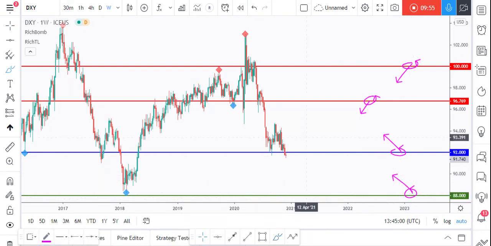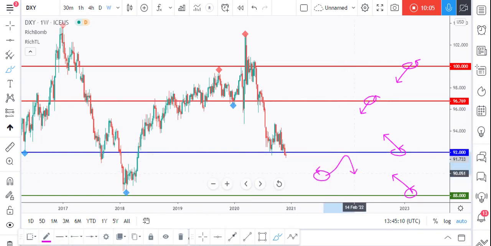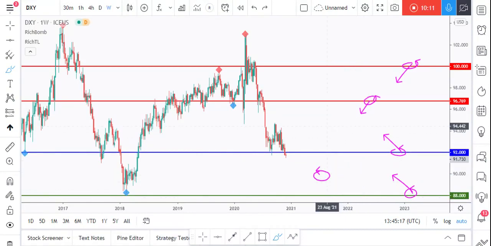So if price is currently sitting inside this floor, then we'll be looking for sell around here and buy around here. If price is sitting inside this floor, then this is our ceiling and here's our floor. We'll be looking for sell around here and buy around here. You got the idea, right? So let's continue from here.